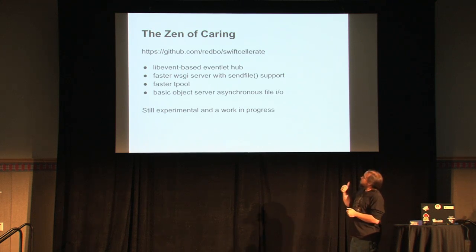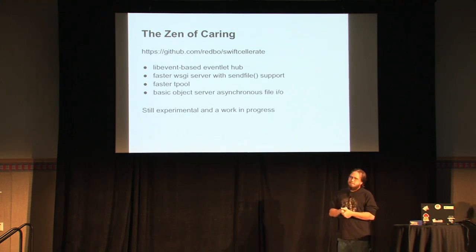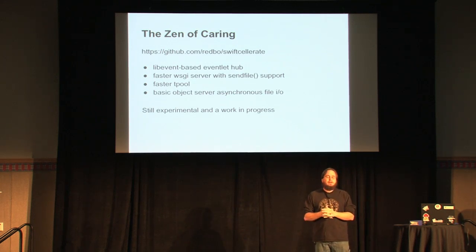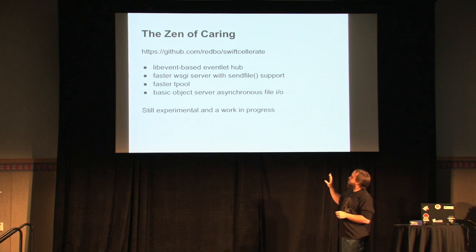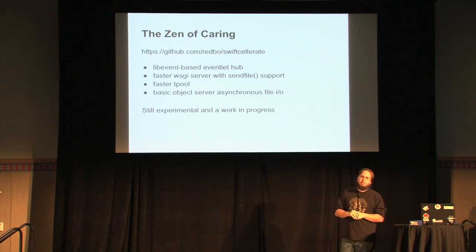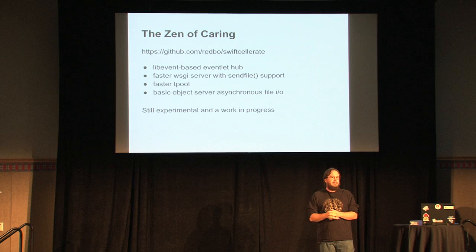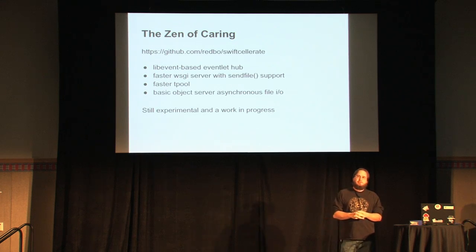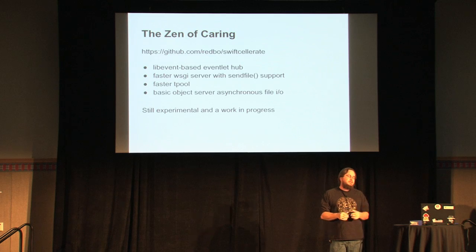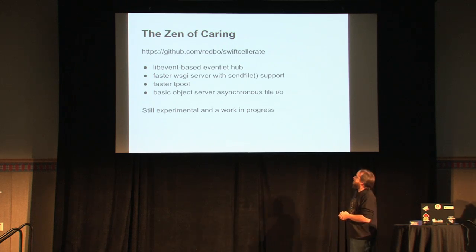But the purpose of this is to speed up some of the things that happen in the WSGI server that is currently just pure Python. All this, by the way, is still very experimental, very much a work in progress, but it's just some examples of things we can look at and play around with. If you're interested in poking at this type of stuff, it might be interesting to look at. These are also ways that we can contribute back to Eventlet.